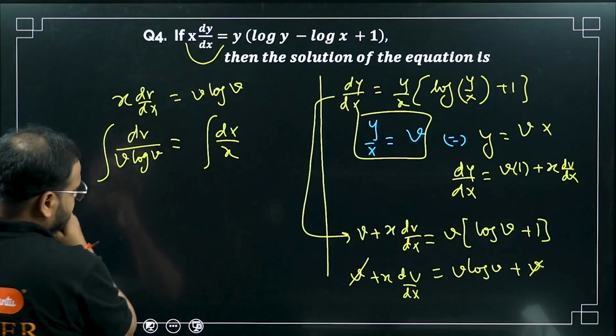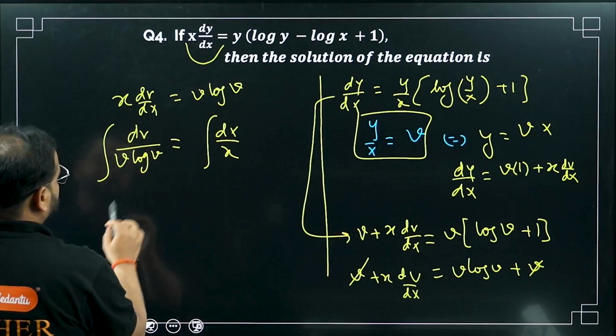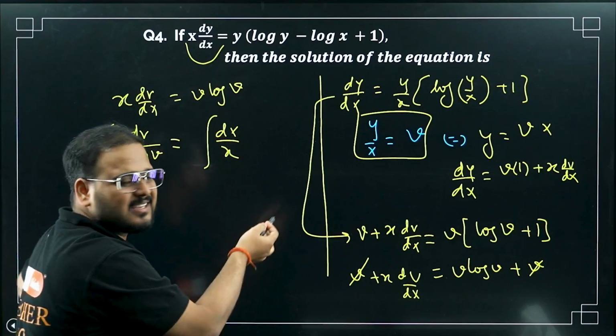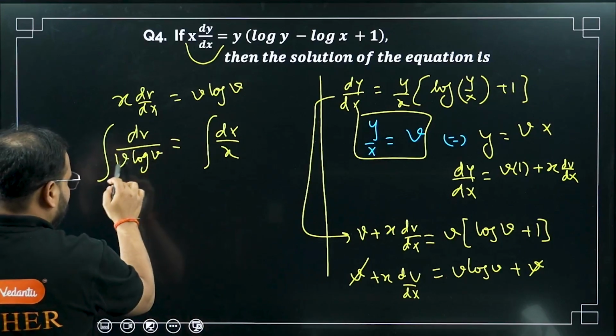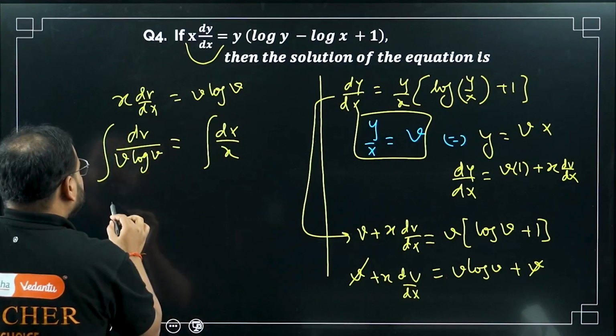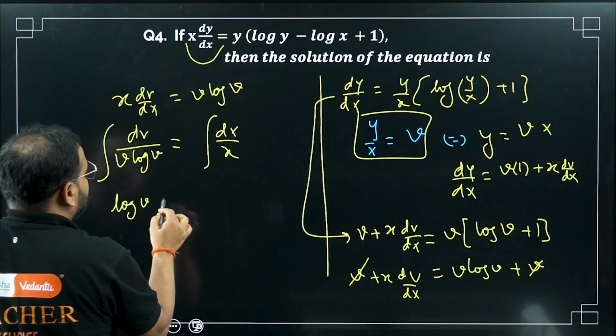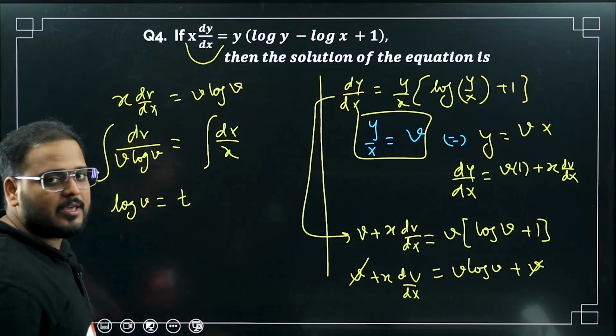If I integrate this, please take the substitution. For this side, it is simply ln x. No problem over here. But on this side, 1 by v log v is there. Please take log v equals t. Log v equals t.